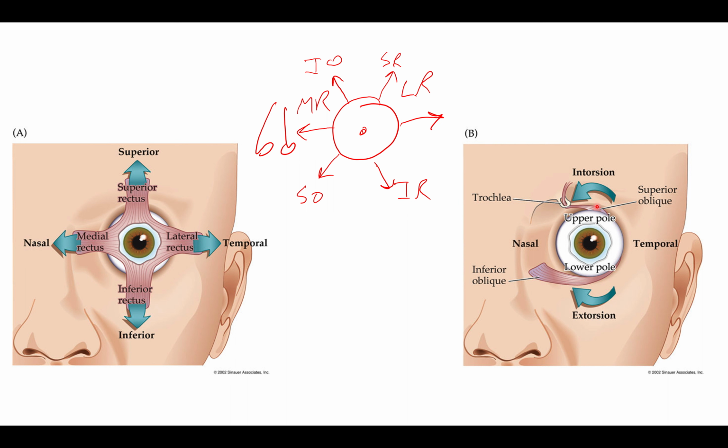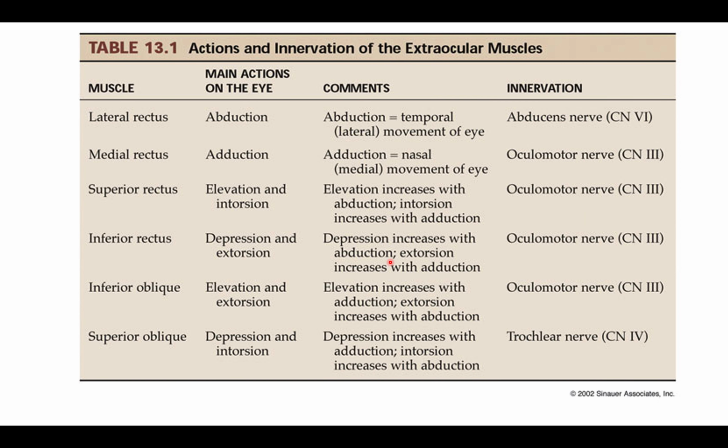And then there is the superior oblique, which intorts the eye and moves it down. And there is the inferior oblique, which does the opposite, which is extorts the eye and moves it up. So these are the extraocular muscles, and now we will see which nerve innervates these muscles.